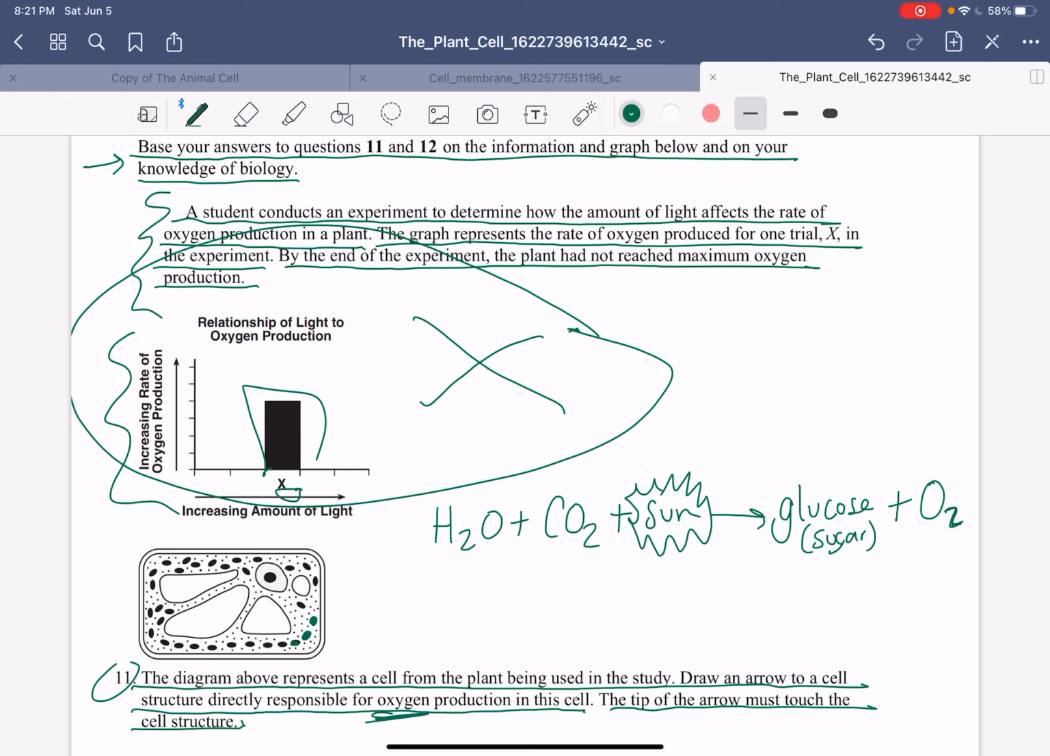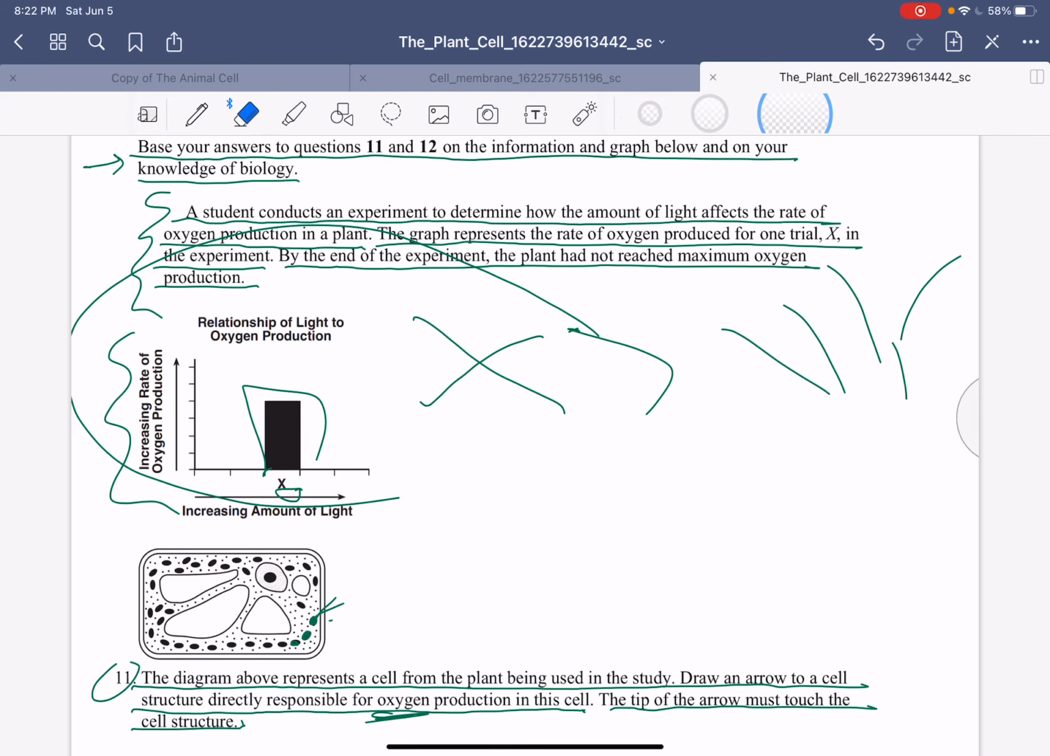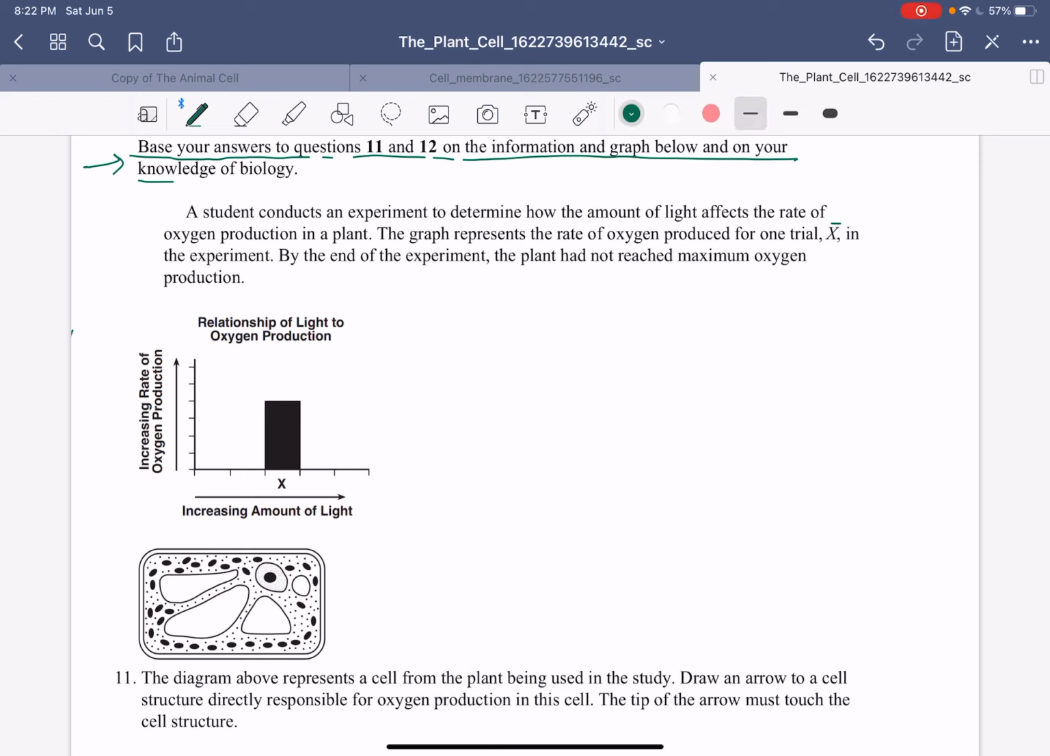So in the process of photosynthesis, this is all happening inside of a chloroplast. You water a plant. The plant also gets carbon dioxide from the atmosphere. You get sun, solar energy. That gives the plant sugar, glucose, and the byproduct that is out into the atmosphere is oxygen. So let's see what they want again. They want us to put an arrow, put a nice clear arrow on a chloroplast, because that's where oxygen is being produced.